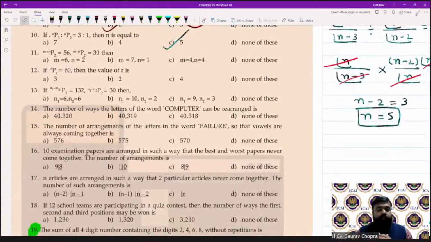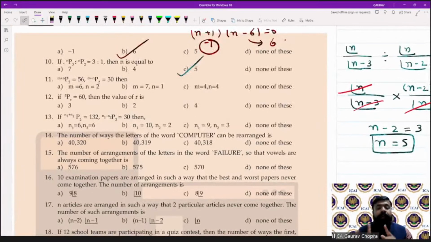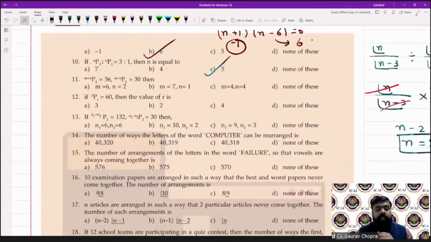Then question number 11. 11 also you can try using options. M plus nP2. Now m and n you have to put the values. First option is 6 plus 2. So 6 plus 2 is 8. 8P2 is how much? But you can see that at each and every place the total is 8. 6 plus 2 is 8. 7 plus 1 is 8. 4 plus 4 is also 8. So of course the first part will always be 56. So you don't have to check the first part. Now check the second part only.